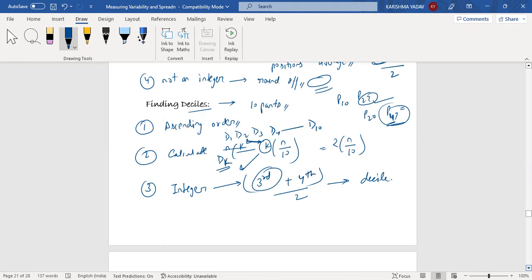And if this doesn't give you an integer, then in this case you are going to round off the values, and this will give you the value for the deciles. Okay, now that's how we can find the percentiles and deciles that are very easy to calculate. Let's see them by an example.